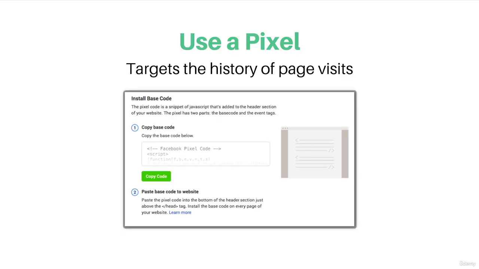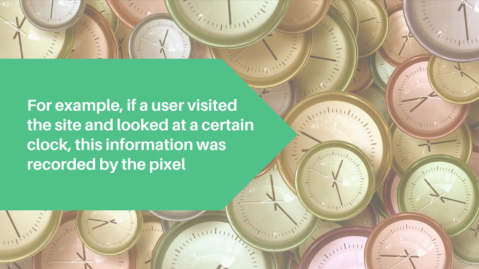Use a pixel. The pixel targets the history of page visits. For example, if a user visited the site and looked at a certain clock, this information was recorded by the pixel. From there, the product goes to our feed. It's not fast, but it works.